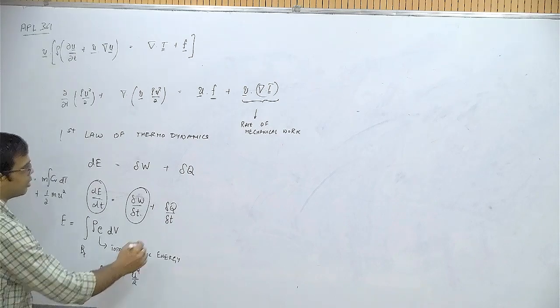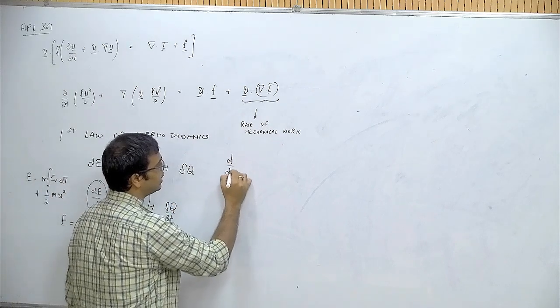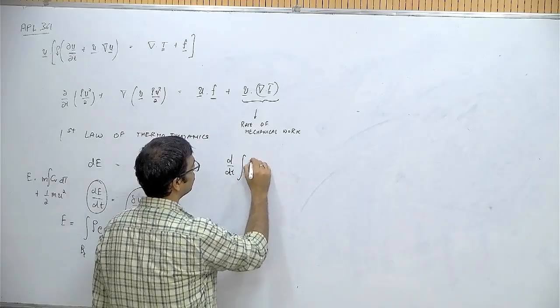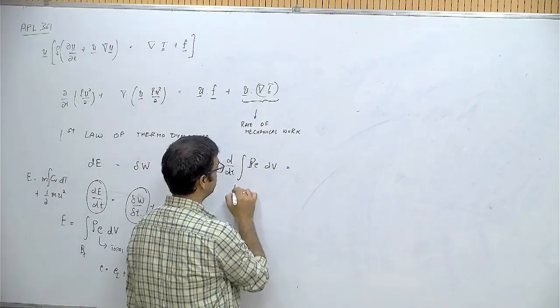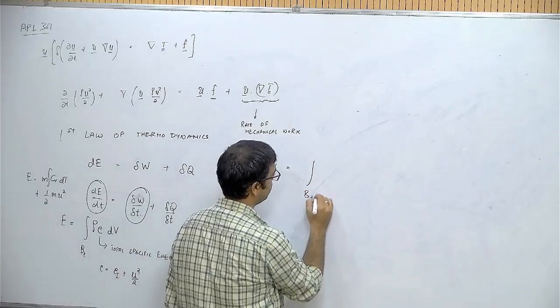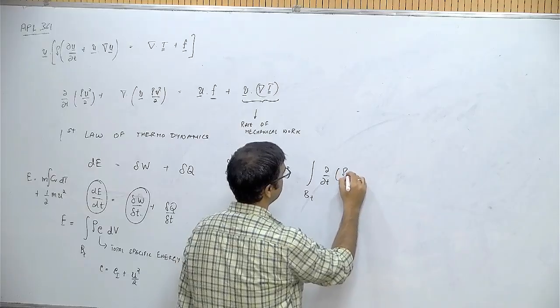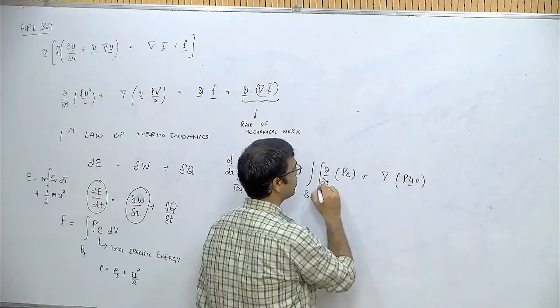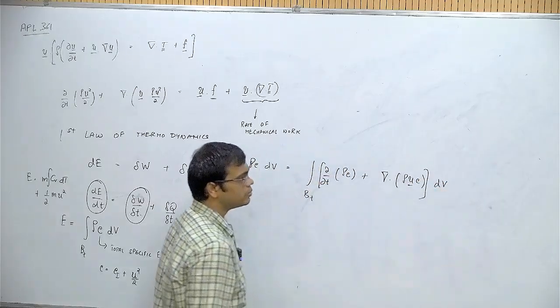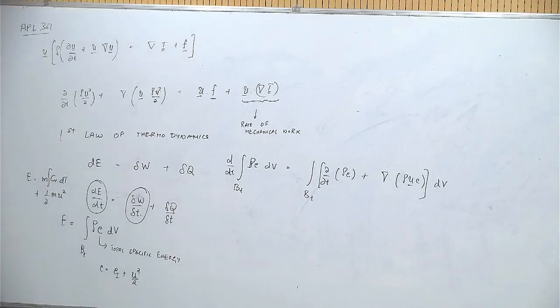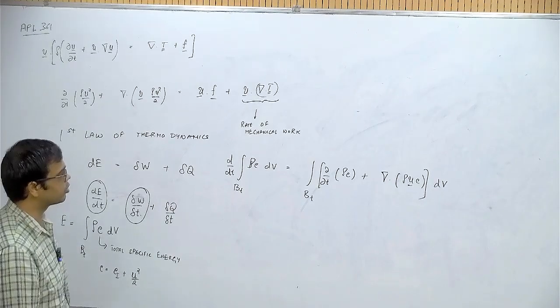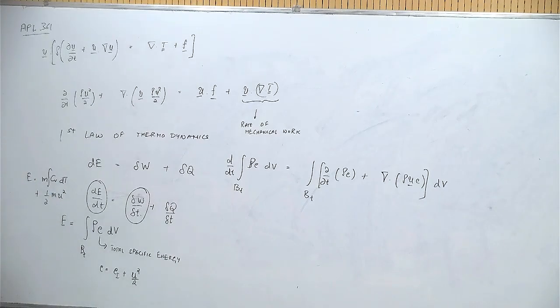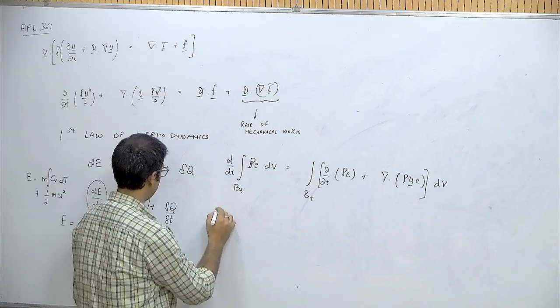Now again, applying the Reynolds transport theorem, we have d by dt of the integral of rho E dV, which is going to be equal to del by del t of rho E plus del dot of rho u E. This is what we have for the left hand side using the Reynolds transport theorem. Now let us look at the RHS.